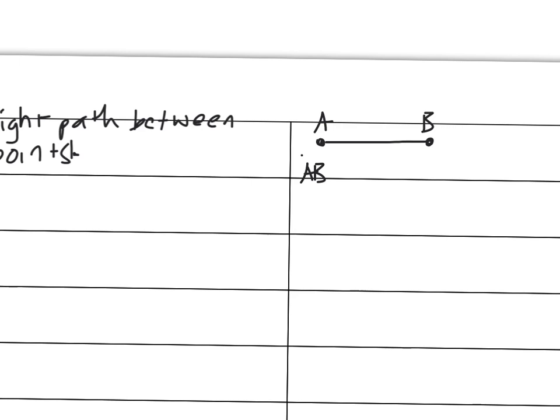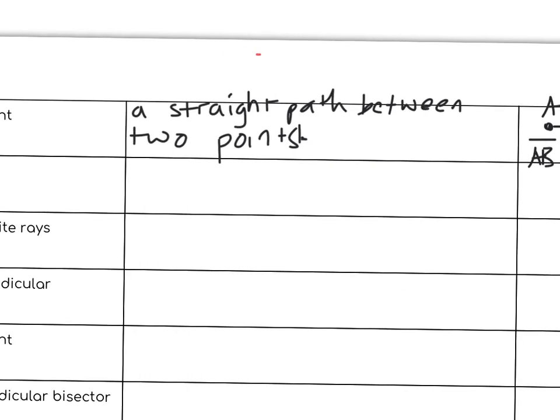We can call this segment AB, or we can call this segment BA. The line segment on top of this is important for naming this. This tells us what type of figure we're talking about. If I listed just AB without the bar on top, that would be talking about the distance from A to B. We'll talk a little bit more about that later.